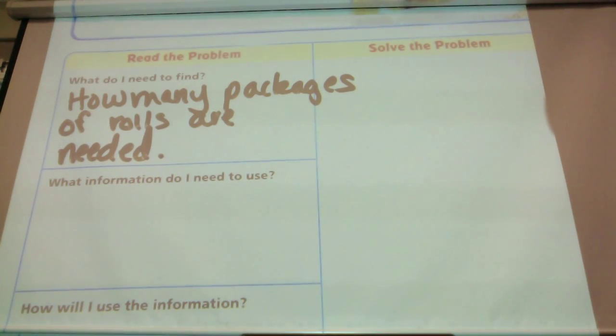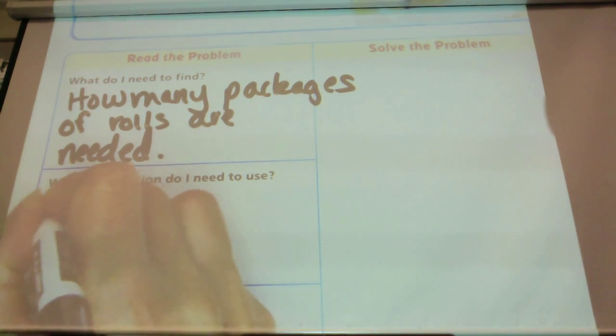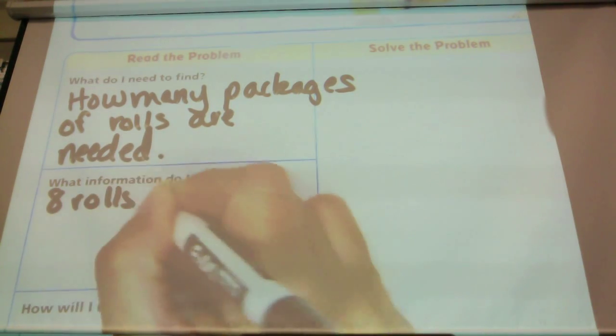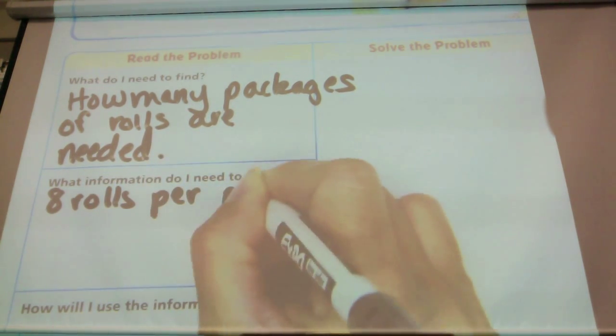What information from the word problem is going to be important? There's a few things. What's one of the things that we need? There are 8 dinner rolls in a package. So 8 rolls per package. Go ahead and write it.